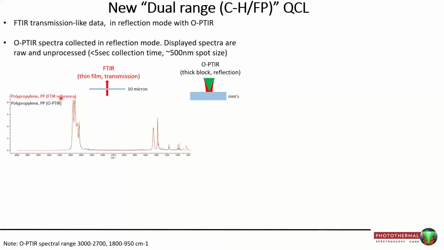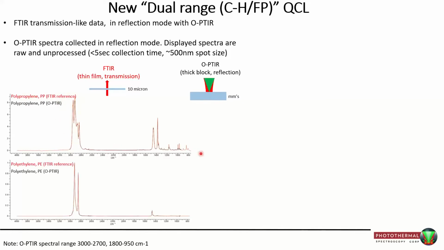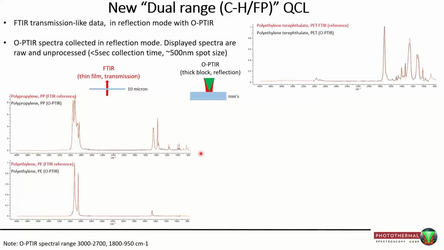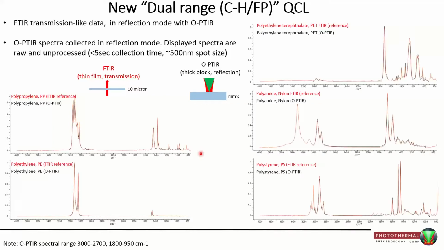Red is the FTIR reference, black is the O-PTIR reference, and you can see it's a spot-on match. Same thing for polyethylene, PET, nylon, and polystyrene. Now, I find this is a really important slide because it really goes to show how the two techniques are comparable and compatible. So data collected with O-PTIR in reflection mode is indeed fully comparable and compatible with FTIR data collected in transmission mode.